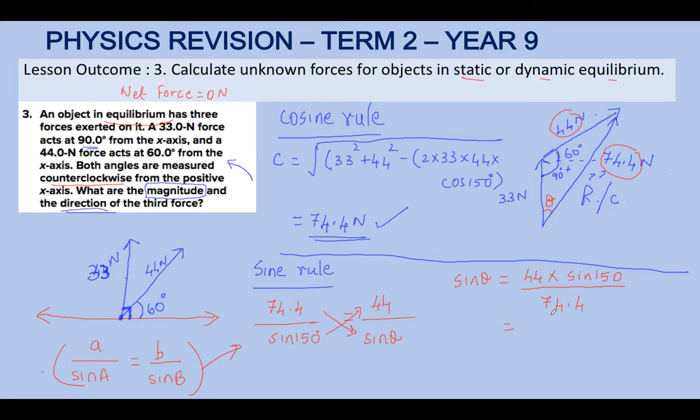So this gives you 0.29 approximately, and theta will be equal to sine inverse 0.29, which is again approximately, sorry, 17 degrees you will get. Alright, so this angle is 17 degrees.